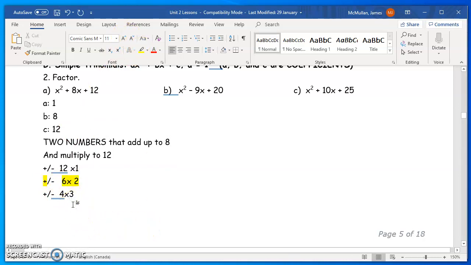To answer your question, what you say is you open up two sets of brackets, and then you put an x in each bracket, and then you put the two numbers that you found. The two numbers we found were a plus 6 and a plus 2. And now what I've done is I've taken the original equation and I've written an equivalent expression that is factored. Every addition and subtraction is inside a bracket, and there are no common factors inside my bracket.